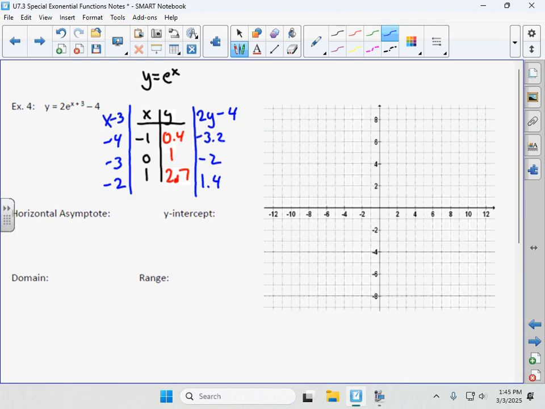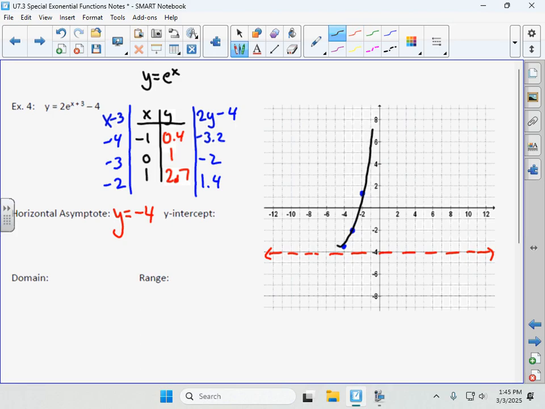All right, so let's plot those 3 points. -4, -3.2, that's about right there. -3, -2. -2, positive 1.4. All right, we want to put our horizontal asymptote in. So again, it's y equals the k value, and k is -4. So we can put that in, right at y equals -4. So that's our boundary line. The graph can't cross or touch. So you should see the shape of this graph now.